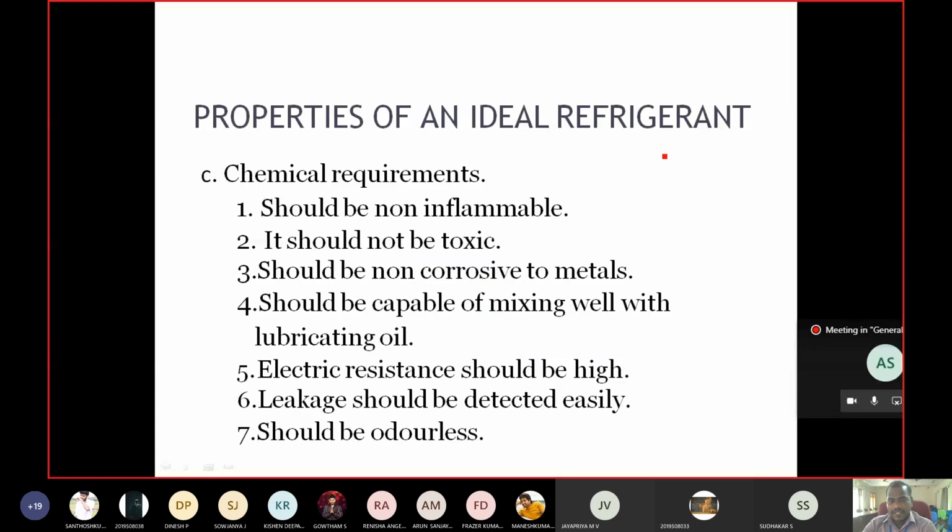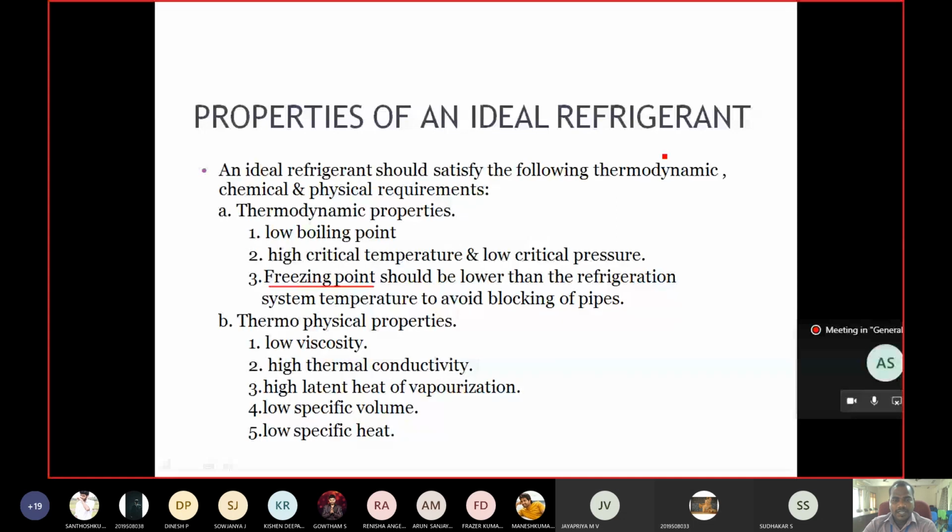Then in terms of chemical requirements, the refrigerant should be non-inflammable, not toxic, non-corrosive to metal, and capable of mixing well with the lubricating oil. The electrical resistance should be high, the leakage should be detected easily, and the refrigerant should be odorless. Right, so these are some requirements of our refrigerants. So we can classify based on the thermodynamic property, thermophysical property, and chemical property.